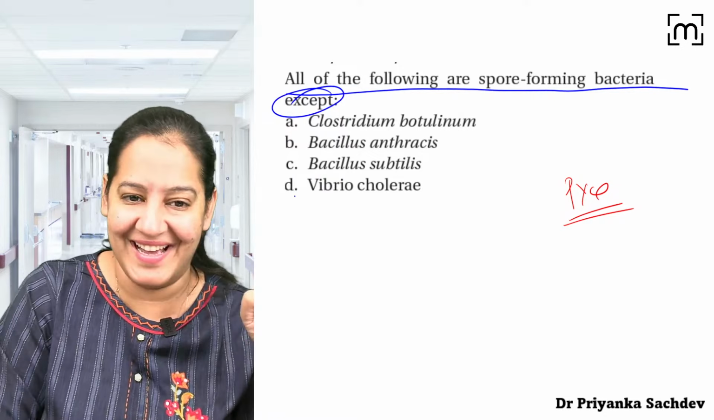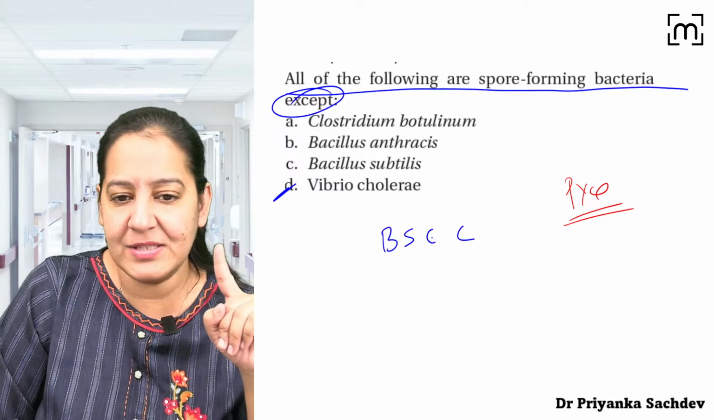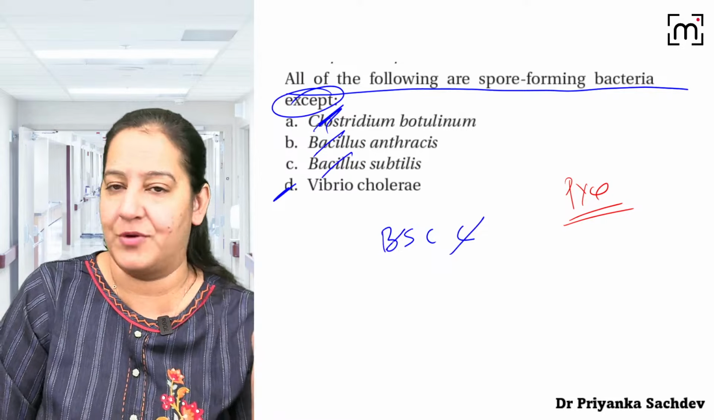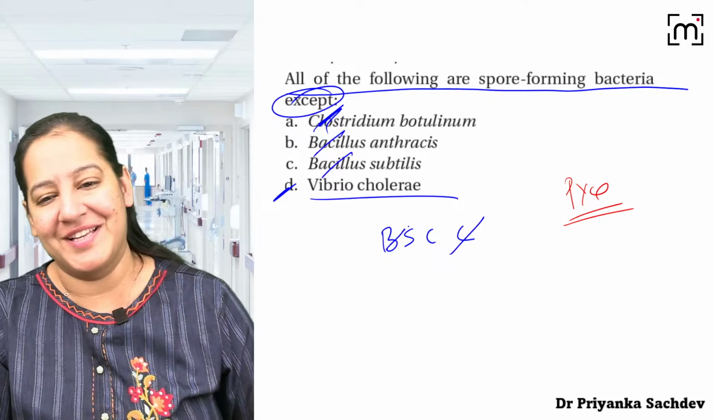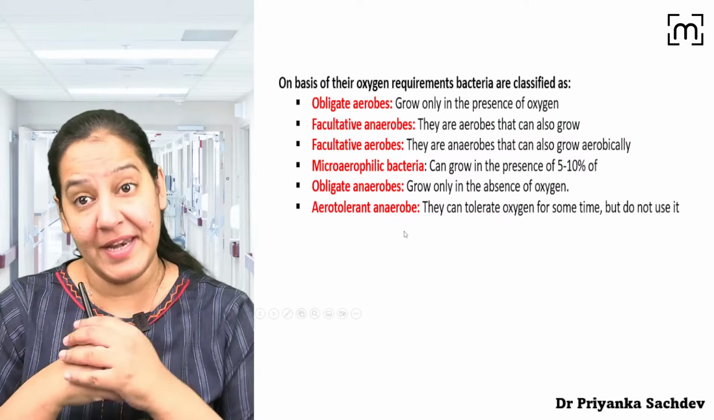Yes, you all are right. The correct answer here is D. Apply the mnemonic now: BSc chemistry. So all Clostridia are coming here, and both Bacillus are also coming. But Vibrio is no way coming in this mnemonic. So the correct answer is D and you all are right. Very good. So, coming to the next concept.